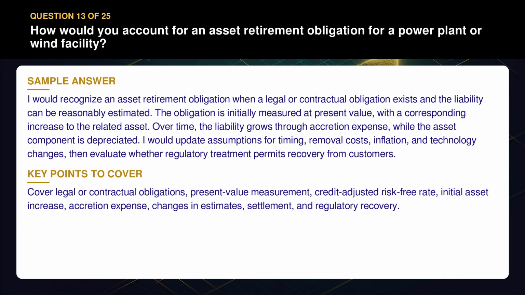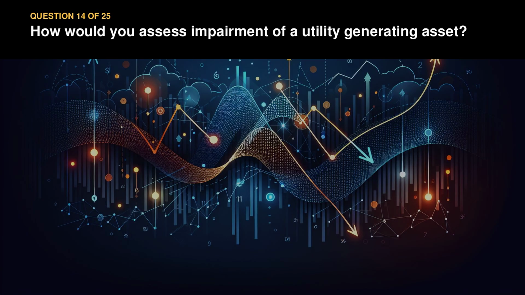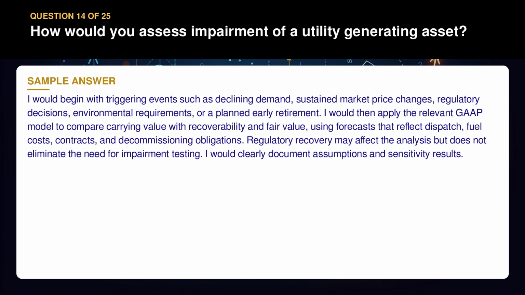settlement, and regulatory recovery. Question 14. How would you assess impairment of a utility-generating asset? I would begin with triggering events such as declining demand, sustained market price changes, regulatory decisions, environmental requirements, or a planned early retirement. I would then apply the relevant generally accepted accounting principles model to compare carrying value with recoverability and fair value, using forecasts that reflect dispatch, fuel costs, contracts, and decommissioning obligations.